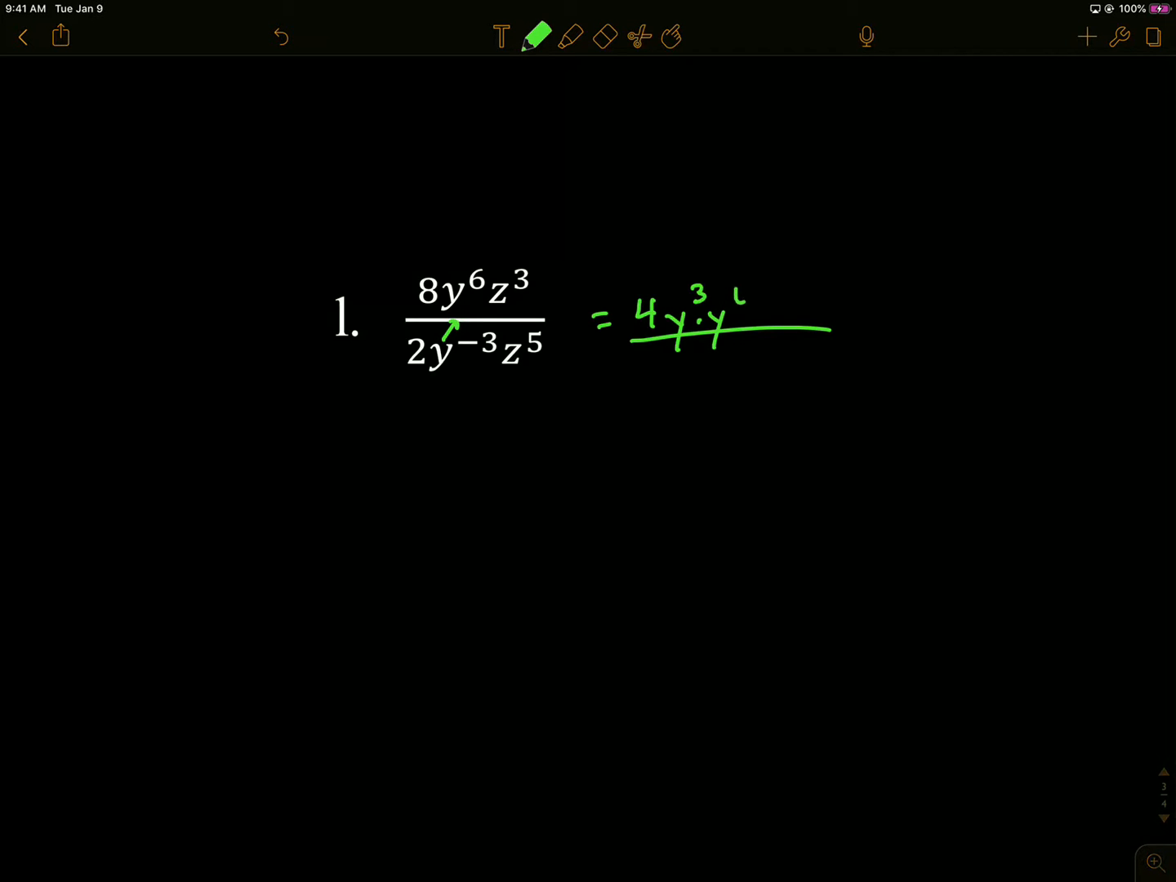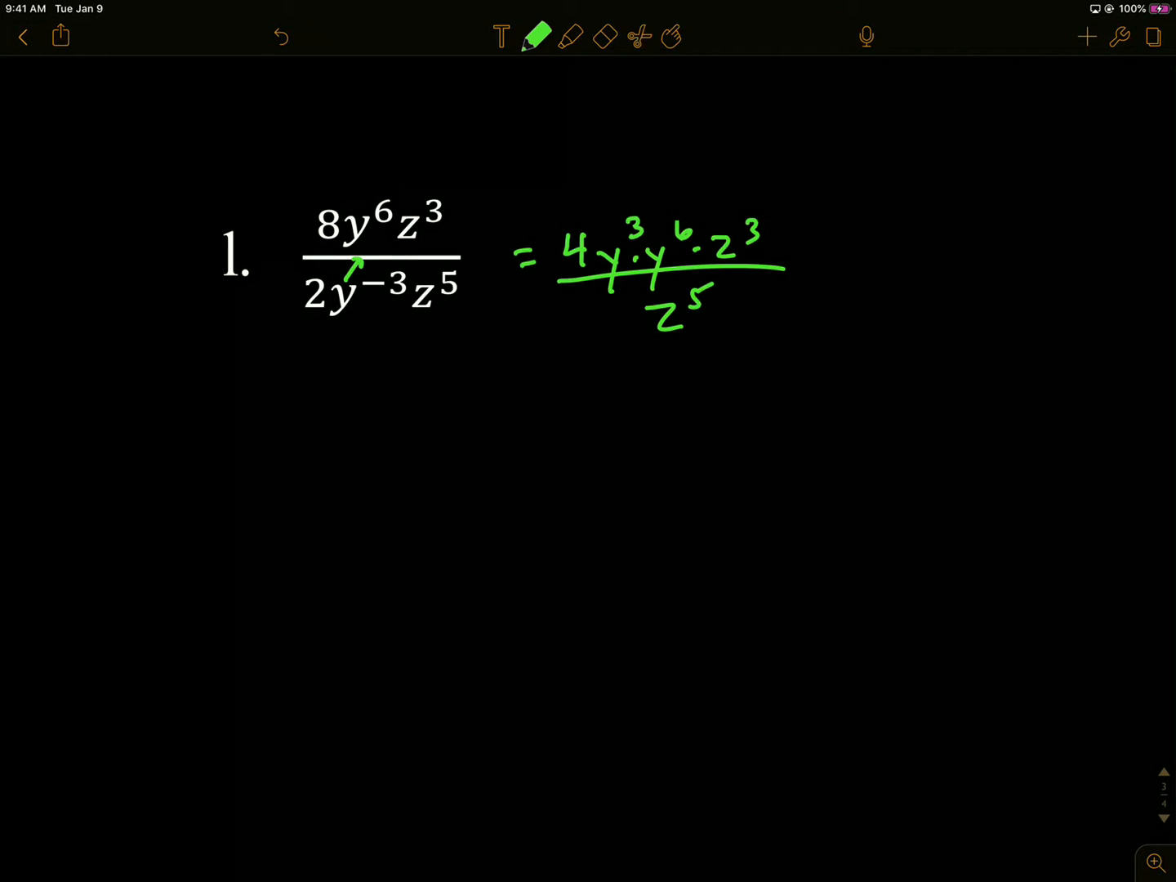We still have a y to the 6th up there already and a z to the 3rd up there already, and a z to the 5th on the bottom. Now up top, I can multiply in the numerator. I can multiply y to the 3rd times y to the 6th. When I multiply y's, I add the exponents. I get y to the 9th.